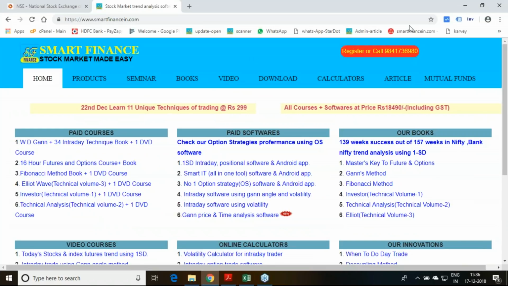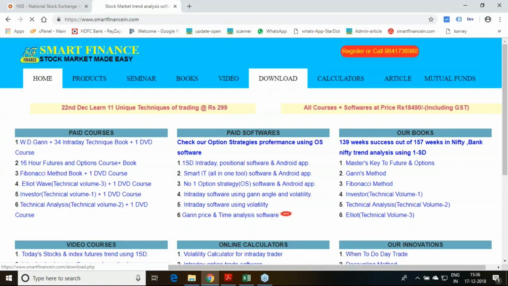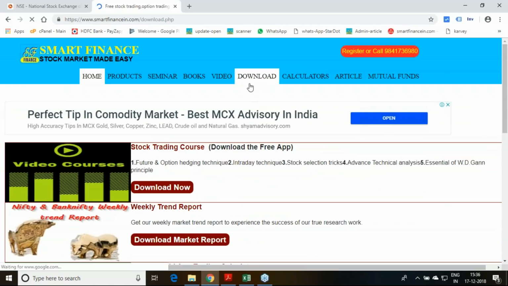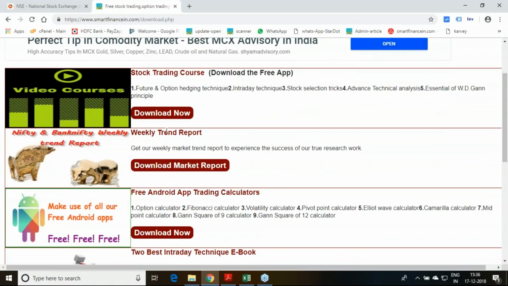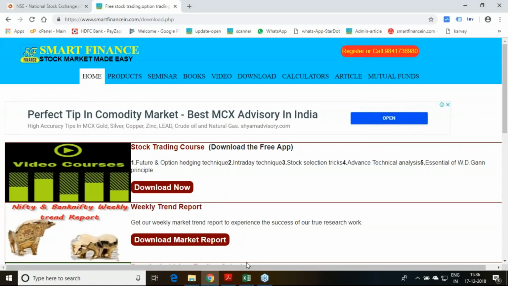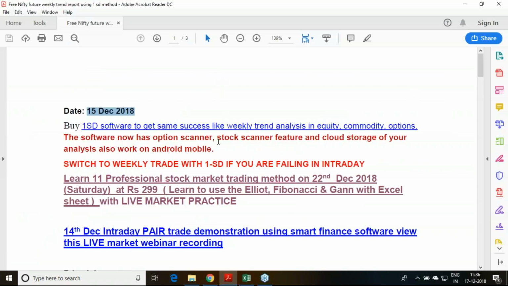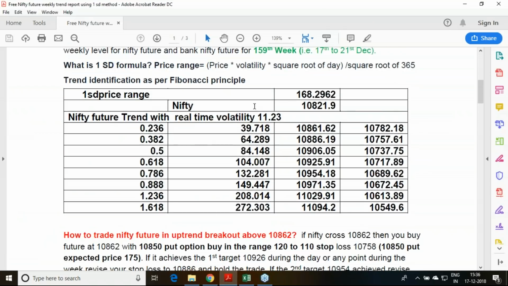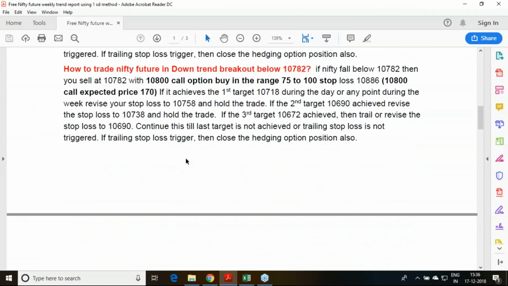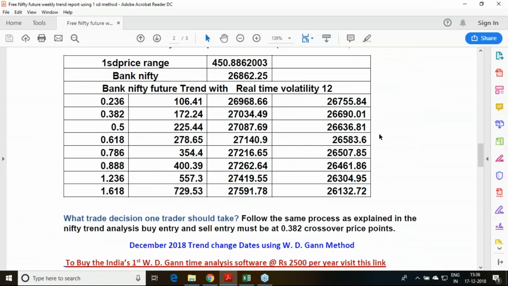If you're a regular visitor of our website, you can download this report from the download section. Just visit the download section, and there you can find the weekly trend report and download the market report. This report has two sections: one on the Nifty, and the second on the Bank Nifty.